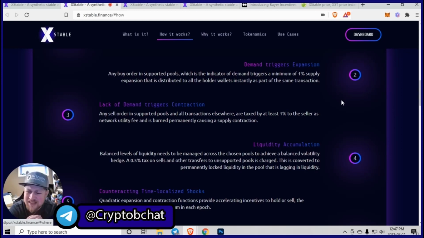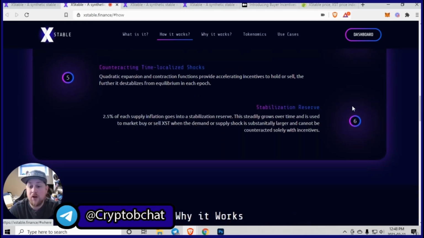So with liquidity accumulation, balanced levels of liquidity, guys, need to be managed across the chosen pools to achieve a balanced volatility hedge at 0.5%. A tax on sells and other transfers to unsupported pools is charged. Now, this is converted to permanently lock liquidity in the pool that is lagging in liquidity. We're getting a mouthful here, guys, but I think we're getting the gist of it.